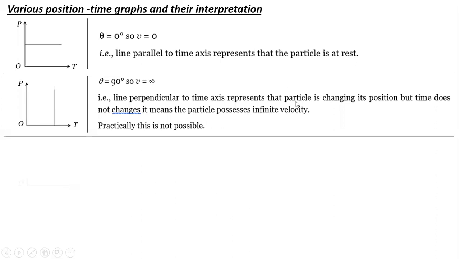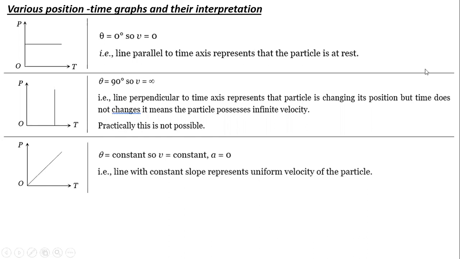The third type of graph which we could have is an inclined line. If it is an inclined line, we can say the angle is constant for the entire line. If the angle is constant, you could directly interpret that the velocity is constant and acceleration is 0. So a constant slope represents uniform velocity of the particle, or else you can also call it uniform motion. Yeah, Dhruv, you can say it as uniform motion.